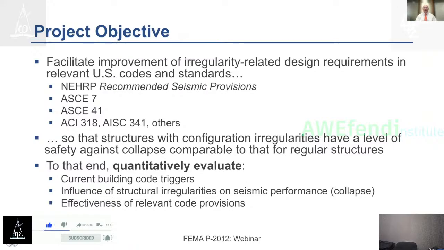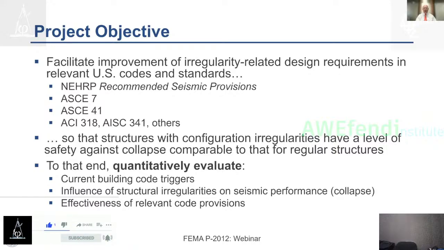So the objective of this project that FEMA sponsored was to look at irregularity related design requirements in US codes and standards, as specifically as they appear in the NEHRP recommended seismic provisions, which then make their way into ASCE 7's seismic provisions. In some cases, the US codes and standards we have for existing buildings, ASCE 41 addresses existing buildings. And some of our material standards like ACI 318 and AISC 341 address aspects of configuration that are specific to their material of interest. So the notion is that configuration is important to all of us. The way that it's dealt with is across this family of products.